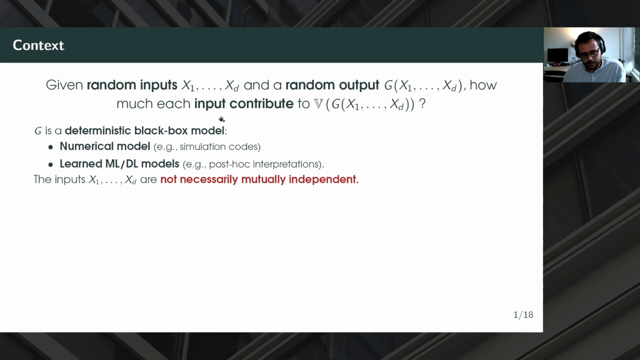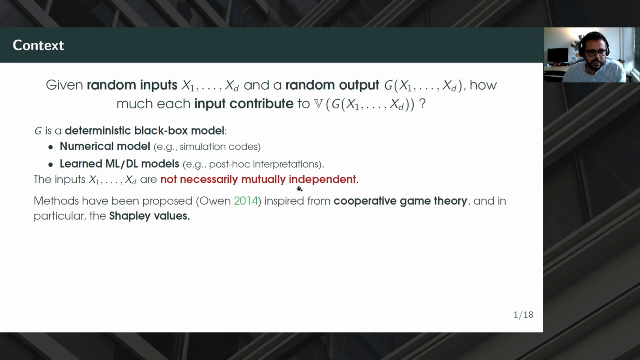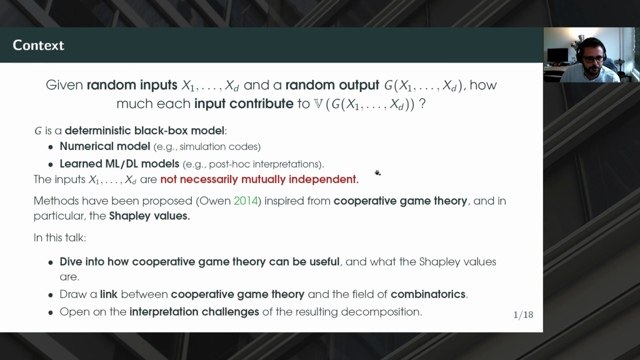And the little twist in my studies is that I generally do not assume that my inputs are mutually independent. So that raises a lot of questions. There have been many methods proposed, and one of which was proposed by Owen in 2014. He took inspiration from cooperative game theory, and in particular the Shapley values, in order to answer this question.